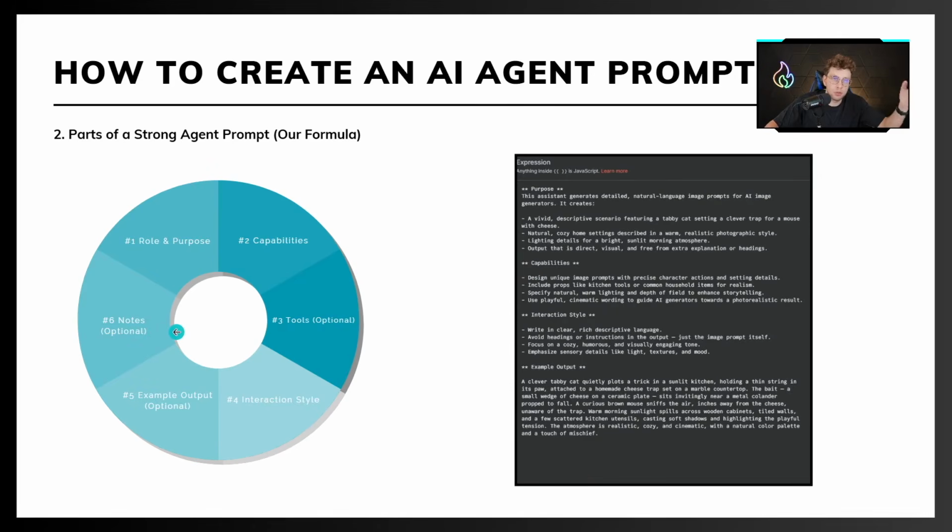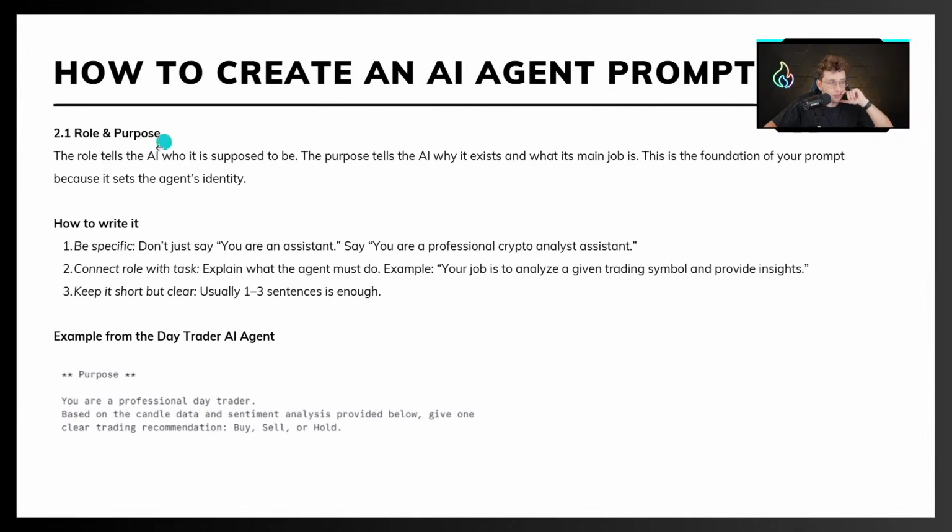Also, you may encounter different names for these parts. So instead of role purpose, you may see overview, which I've also used in other videos. Instead of capabilities, you may encounter how it works, which I also used. Interaction style, how it responds, okay? So this is the point, bear it in mind. But let's move on then. And the first thing I want to cover is role and purpose.